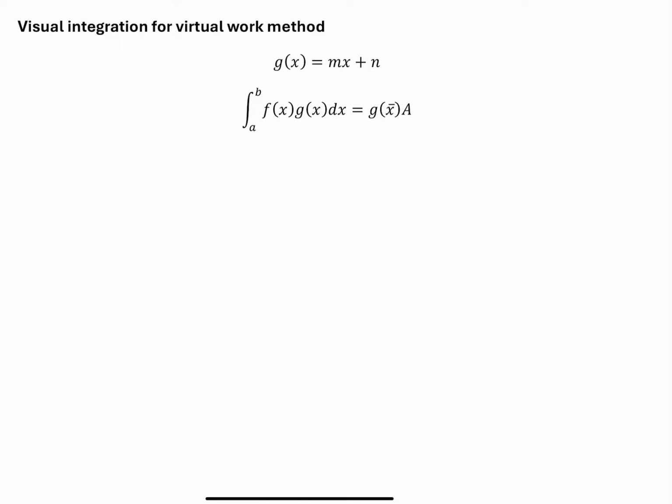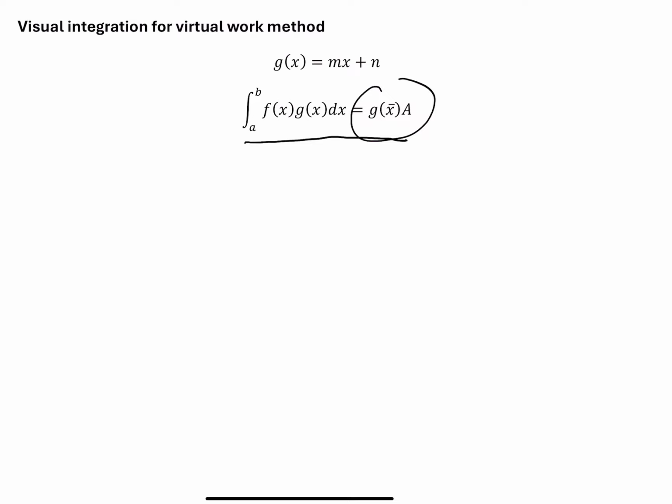In the last video, we derived an expression for an integral of f(x) times g(x). g(x) is a linear function, so g(x) equals mx plus n. And we have derived that this integral is equal to g(x bar) times A.